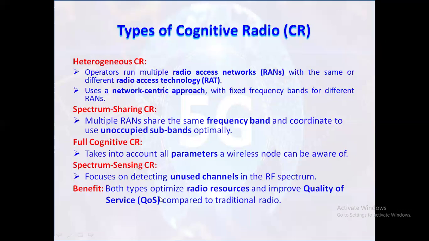So what is the benefit I have told you? Both types optimize radio resources and improve QoS. What do you mean by QoS? Quality of service. Both heterogeneous and spectrum sharing CR types optimize radio resources, improving the overall QoS, quality of service. Compared to traditional radio systems, cognitive radio technologies enable more efficient spectrum use and enhanced communication performance, supporting the growing demand for wireless communication.